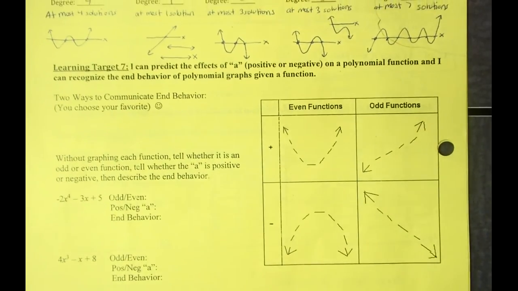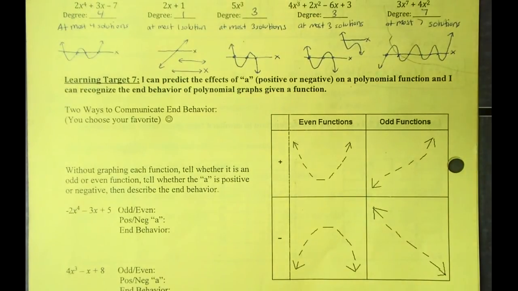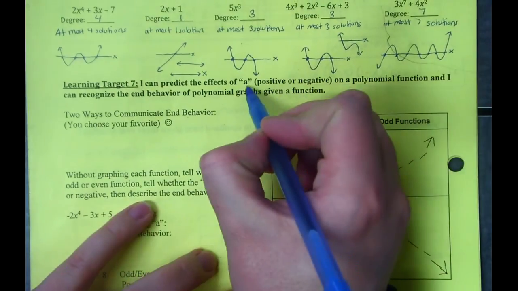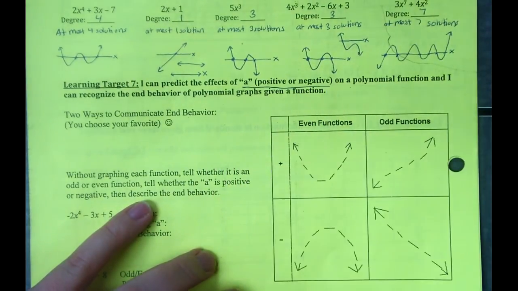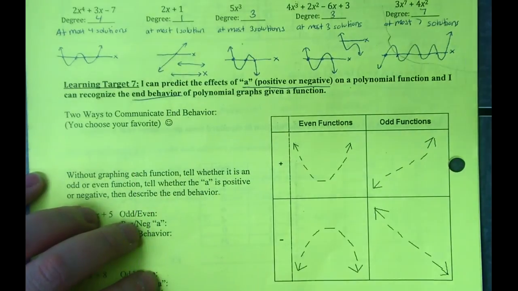So learning target 7 says I can predict the effects of A, whether it's positive or negative, on a polynomial function, and I can recognize the end behavior of polynomial graphs given a function. So we're really talking about two things. What does A do, depending on if it's positive or negative, and what is the end behavior?